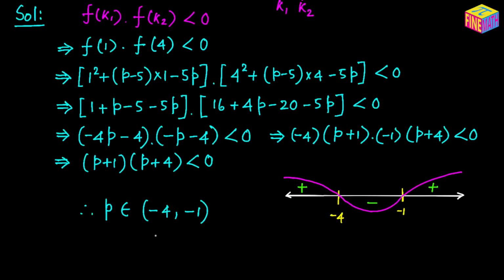So then p has to belong to a range of real numbers like this, for which the quadratic equation in this example will have exactly one of its roots between 1 and 4.